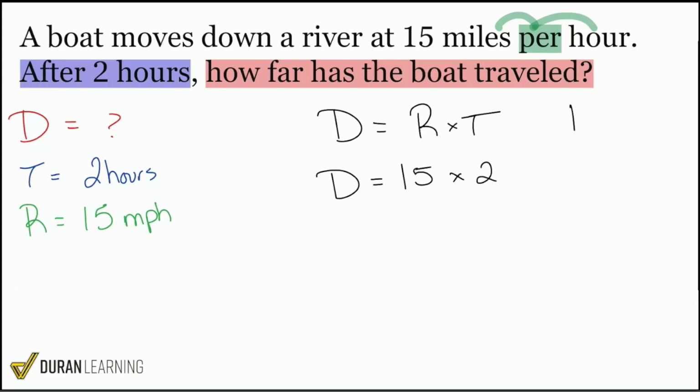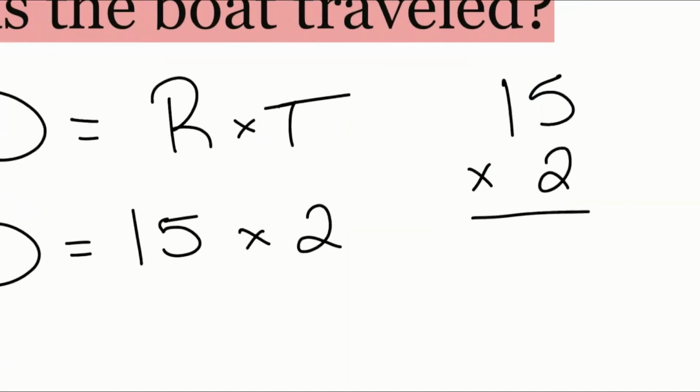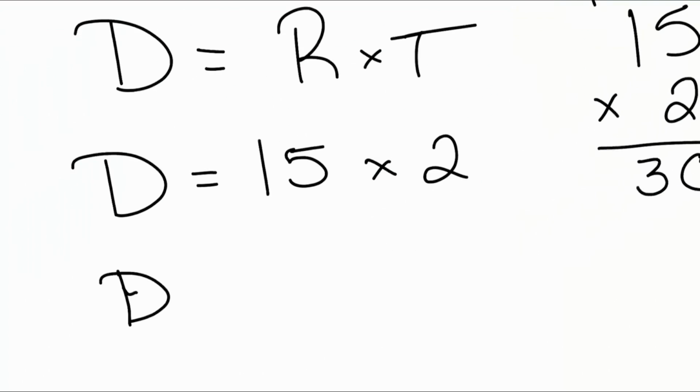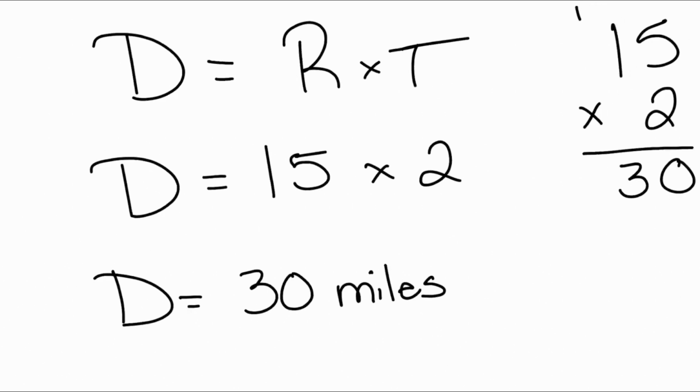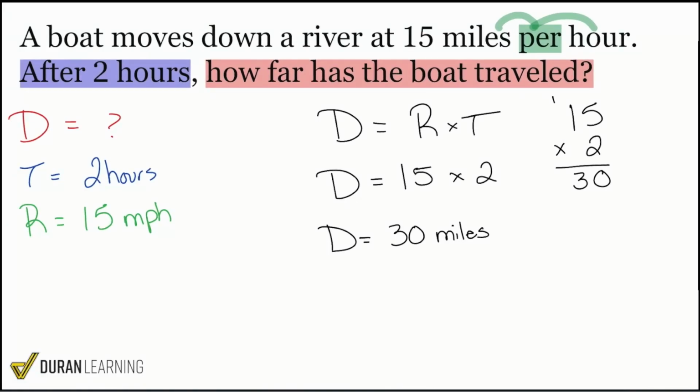If we need to work on it on the side over here, no problem at all. 15 multiplied by 2, we'll have 5 times 2, giving us 10. Carry that 1. 1 times 2 is 2. Carry that 1, it gives us 3. So our distance traveled by this boat is going to be 30 miles. And there we are, everybody. Boom, I'll zoom on out right there. But there we go for the fourth example of today.